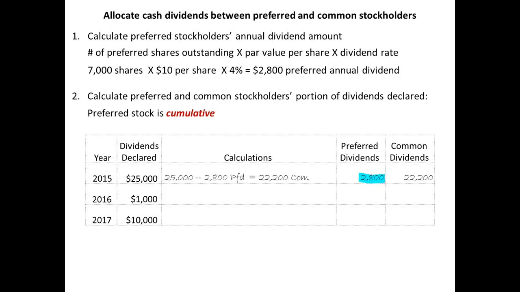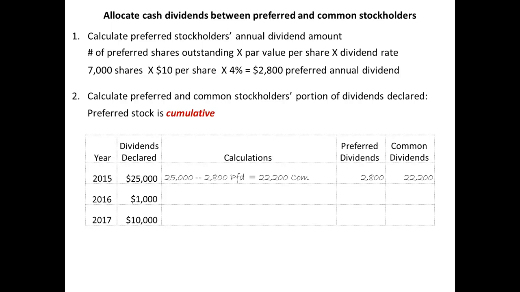The amounts in the last two columns must add up to the amount of the dividend declared, $25,000 in this case. Remember, our purpose in doing this is to split the dividends declared between preferred and common stockholders. This should look familiar because so far everything is the same as in our non-cumulative example, but just wait.